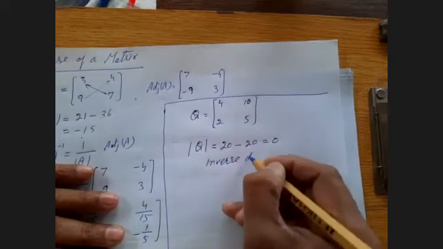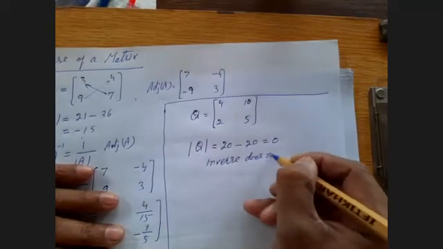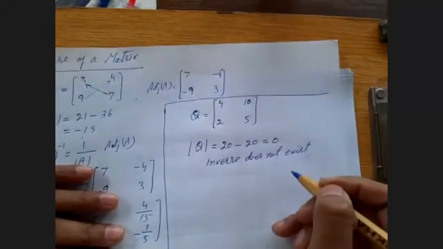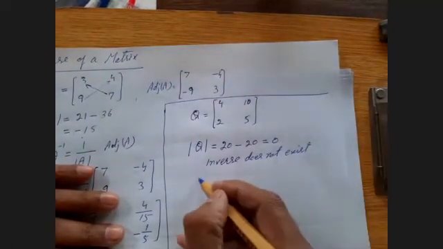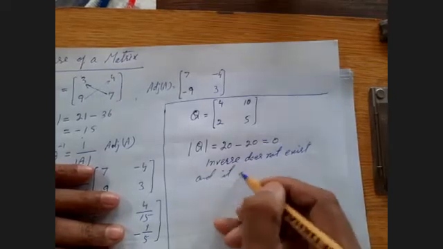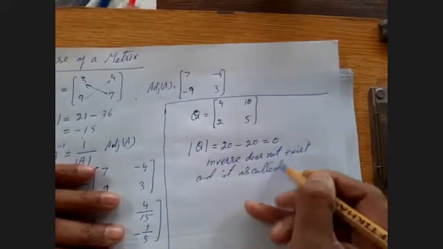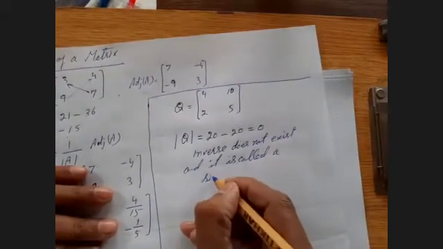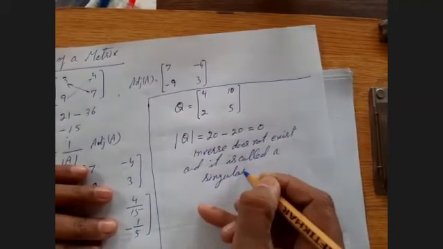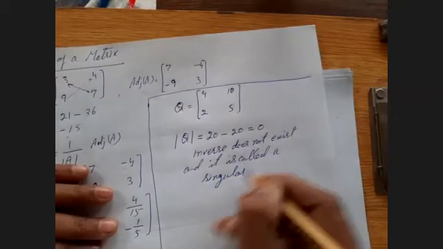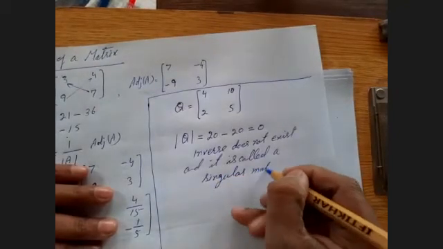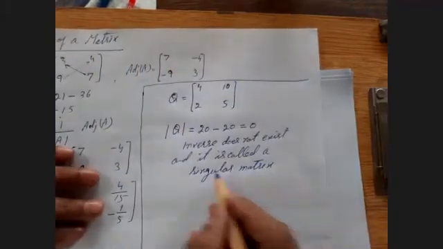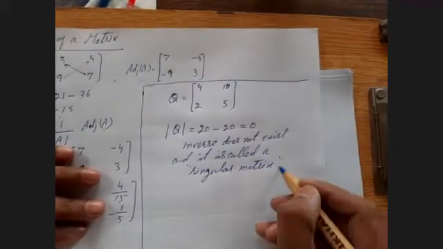Inverse does not exist, and it is called a singular matrix. Remember this. The wording: singular matrix. The matrix whose inverse does not exist is called a singular matrix.